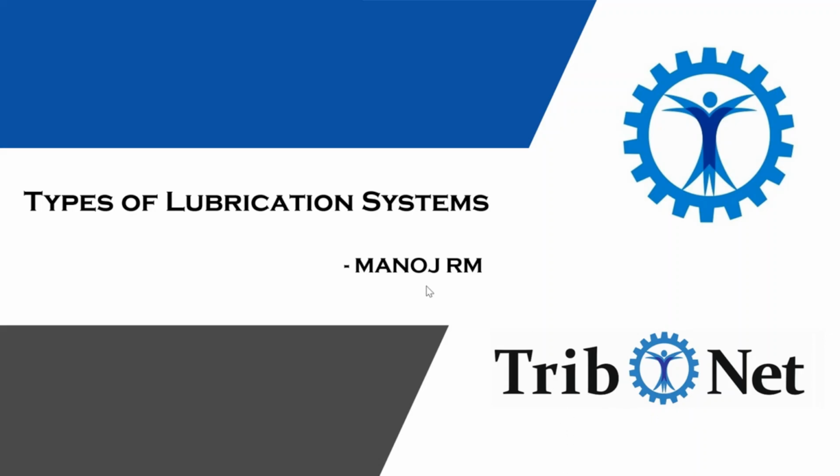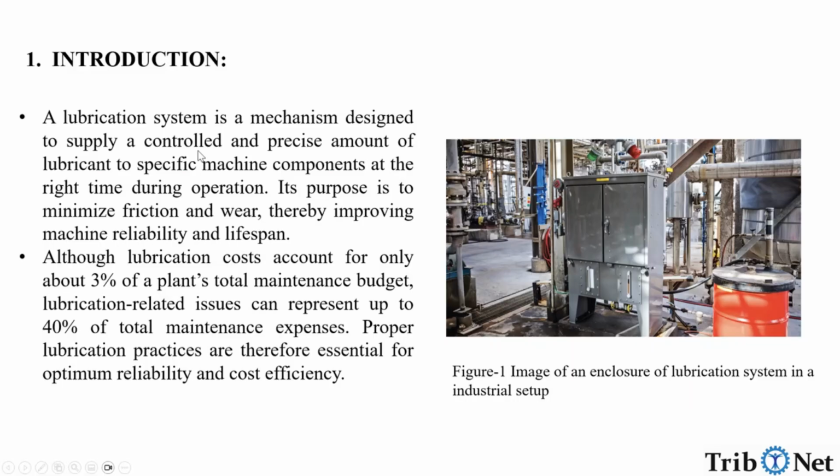My name is Manoj. Today in this video, let us learn about types of lubrication systems. A lubrication system is a mechanism designed to supply a controlled and precise amount of lubricant to specific machine components at the right time during operation. Its purpose is to minimize friction and wear, thereby improving the machine reliability and lifespan.